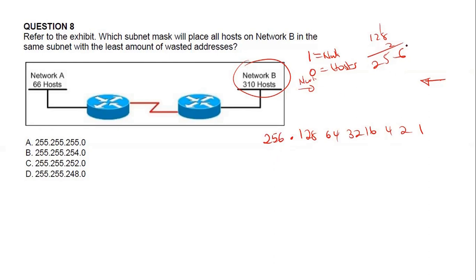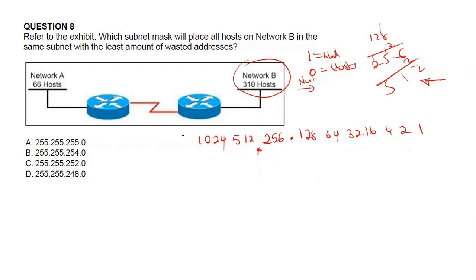Then 256 times 2, what do I get? 512. And 512 times 2, I'll get 1024, as we continue moving that way. So again, looking at this scenario, I want to know where my 310 hosts lie. And my 310 hosts will lie around this point.